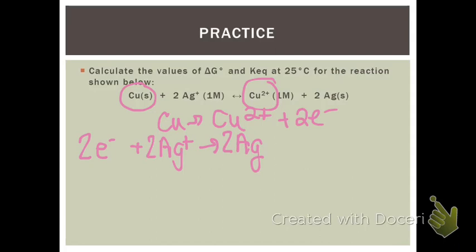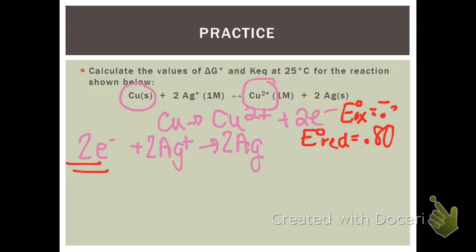If you go and look up their values off of the reduction potential chart, the reduction potential for the second one, because this is the reduction, is listed as 0.80. Now the first one, since it's oxidation that I need, I've got to look for the opposite on the chart. The chart tells me that it's positive 0.34 volts for reduction. Since I'm doing oxidation, I'm going to write down negative 0.34 volts. Now if I add them up, my E naught cell is 0.46 volts.